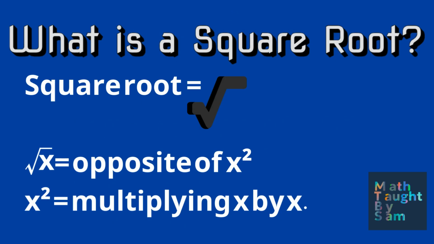What is a square root? The symbol for a square root is shown. The square root of a number is the opposite of squaring it. Squaring a number basically just means multiplying it by itself. So, if you're finding the square root, you're finding what multiplied by itself equals a particular number.